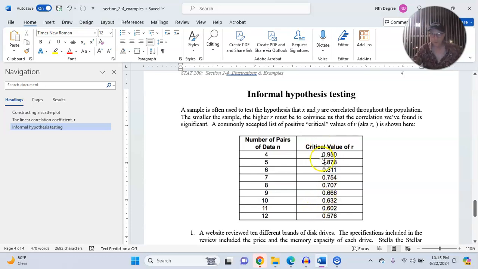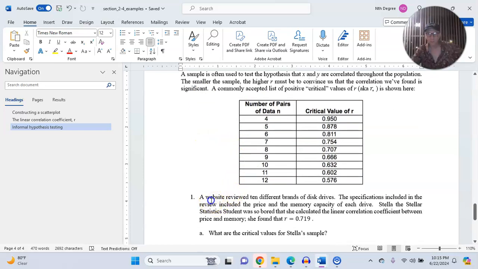So notice that the critical value doesn't have to be super high, and as the sample size increases, that critical value gets more and more relaxed. But anyway, we look at the sample size to determine how large the critical value is, and then basically we're going to compare the actual value of R from our sample to this critical value and see if it's large enough to prove significance.